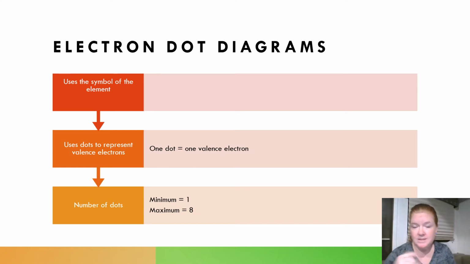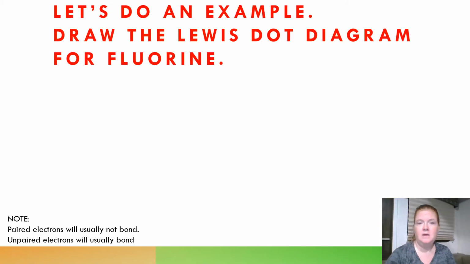So 1 to 8 dots. You cannot draw 35 in some weird combination. You can't draw 20. 8 is the maximum. 1 is the minimum. 1 dot per electron. Let's do an example. See the note at the bottom? Paired electrons will usually not bond, and unpaired electrons will usually bond. So when we talk about bonding in a later unit, we'll come back to this.